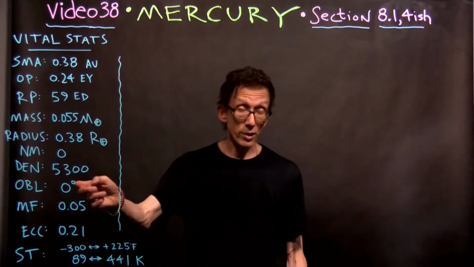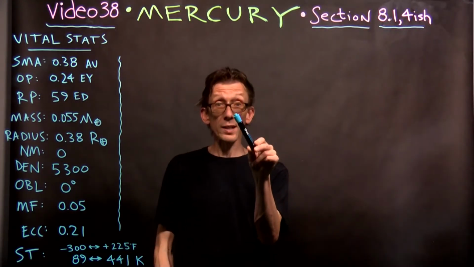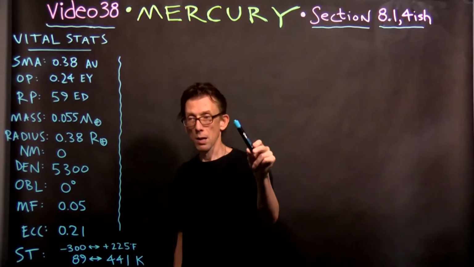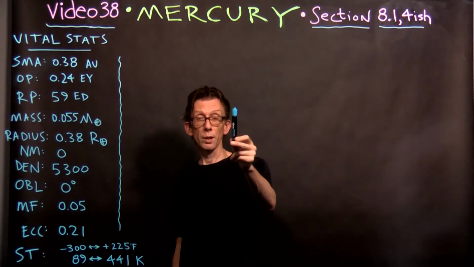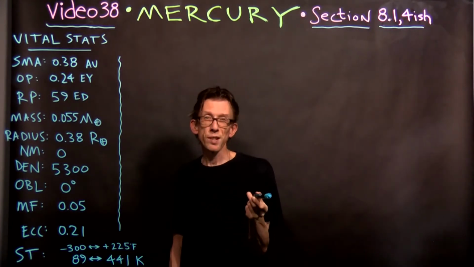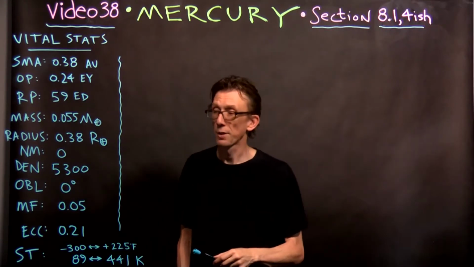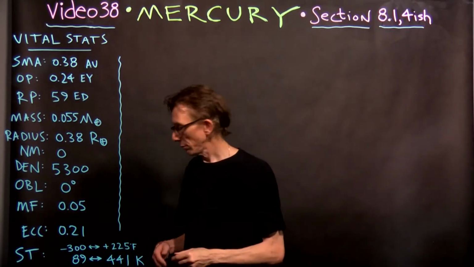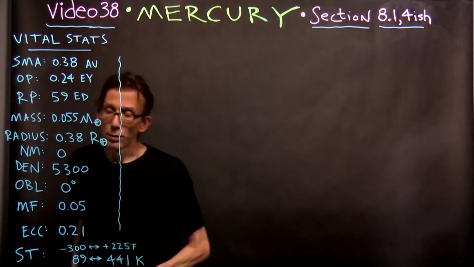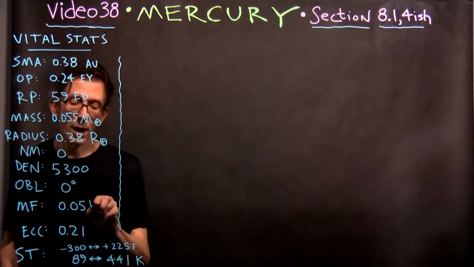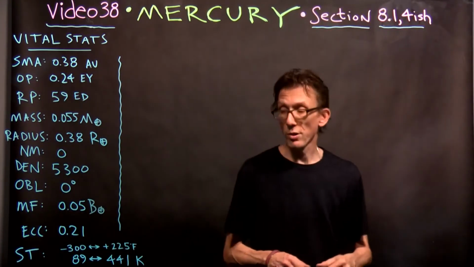Mercury, very interesting. There's a physical reason for this. The Earth is tilted 23.5 degrees. That's our obliquity. But Mercury is almost perfectly upright. It's like 0.03 or something like that degrees. It's very slightly tilted relative to the ecliptic, but not much. Magnetic field, 0.05 times the field of the Earth. So it's got a magnetic field, but not nearly as strong as Earth's.